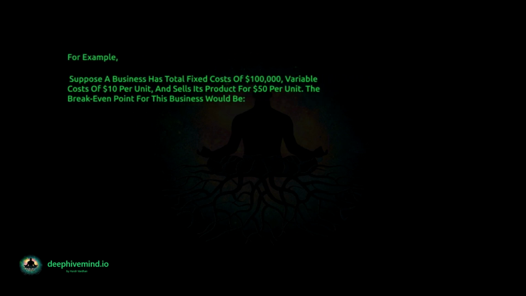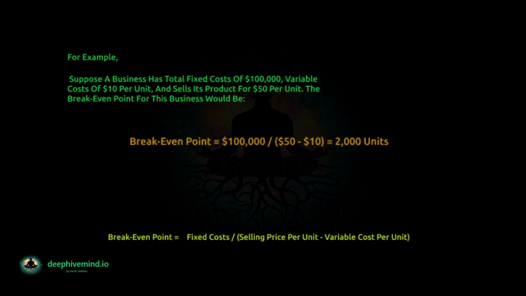For example, suppose a business has total fixed costs of $100,000, variable costs of $10 per unit, and sells its product for $50 per unit. The break-even point for this business would be: break-even point equals $100,000 divided by $50 minus $10, equals 2,000 units. This means that the business needs to sell 2,000 units of its product to break even. If it sells fewer than 2,000 units, it will incur a loss, and if it sells more than 2,000 units, it will generate a profit.